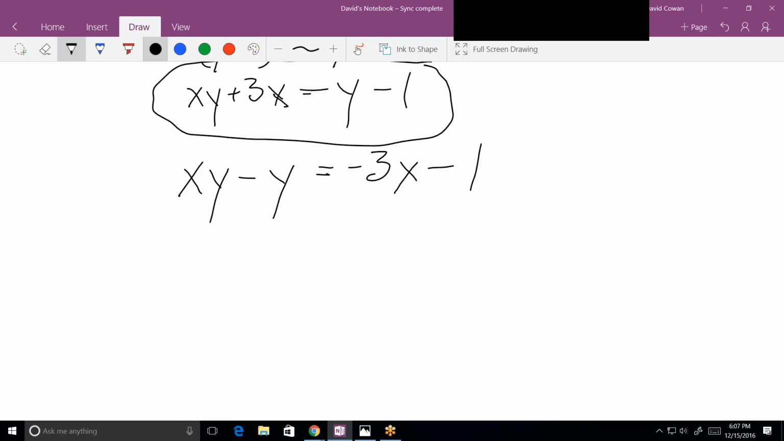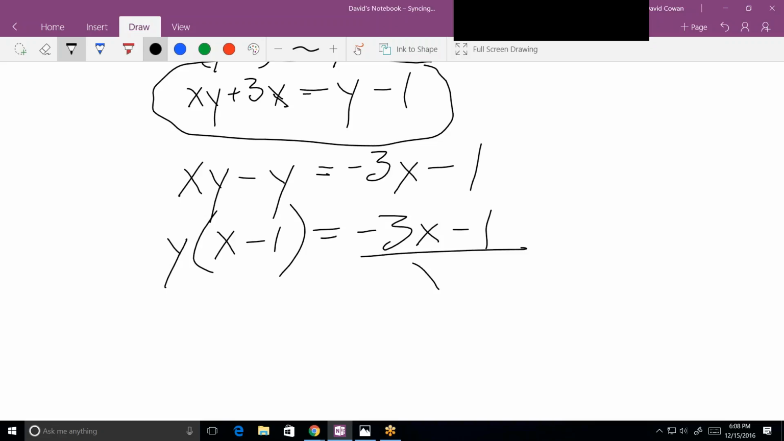Can you divide by x? No. The secret is factoring the y out from the left side. Notice that if I factor the y out as a greatest common factor, I'm left with x minus 1. Right. Now I can divide both sides by x minus 1. And that gives me y equals that.